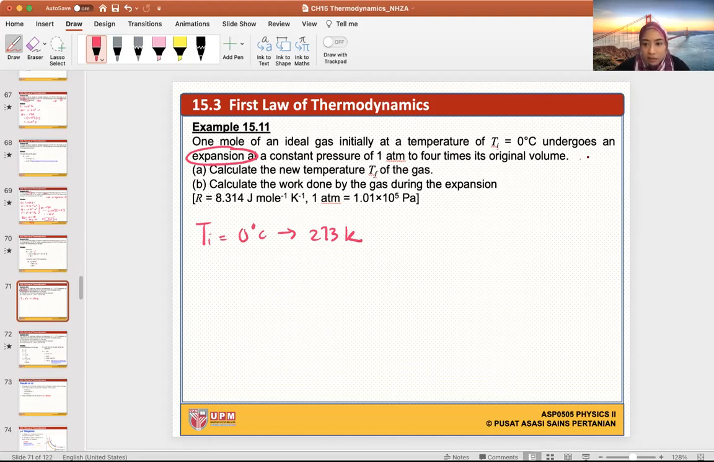Okay, let's just write it here. Negative work, possibly. At a constant pressure of 1 atm. So P is 1 atm. Convert that to Pascal, 1.012 times 10 to the 5 Pascal. And it expands 4 times its original volume.